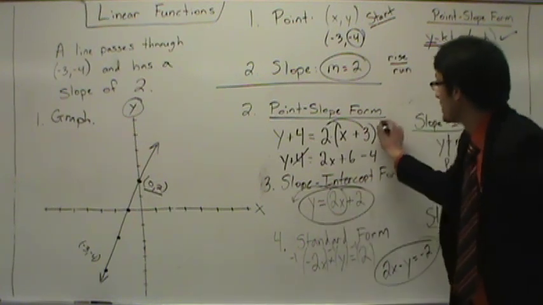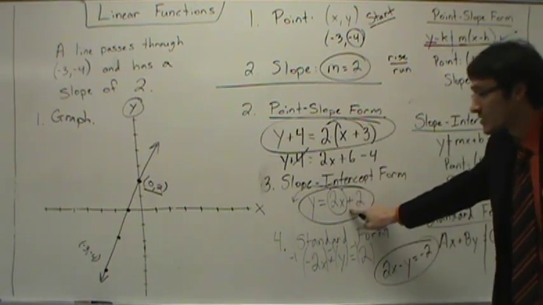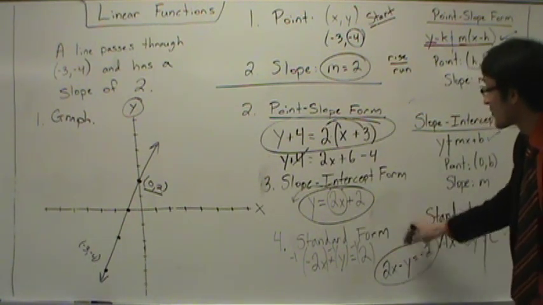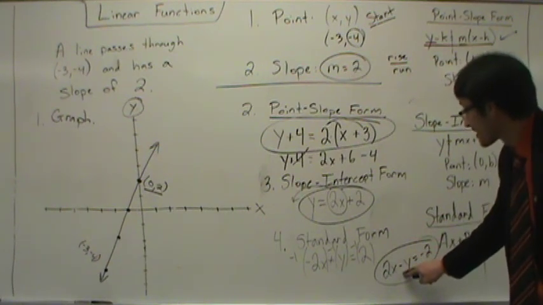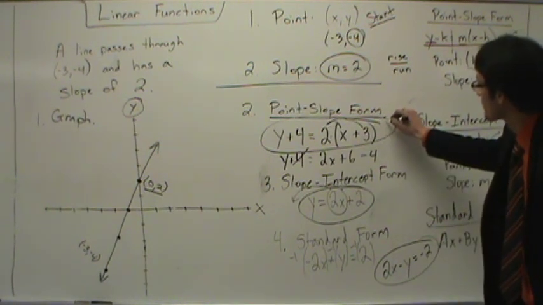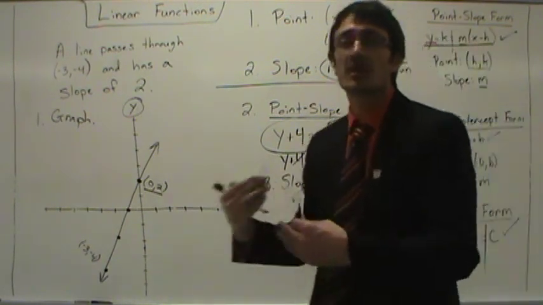On the board are written all 3 forms of the equation I've circled. Here's your point slope, here's your slope intercept, and here's your standard. All 3 of these represent exactly the same thing, okay? But our easiest form to write is point slope form, okay? Now, in the next video, we're going to go more in depth.